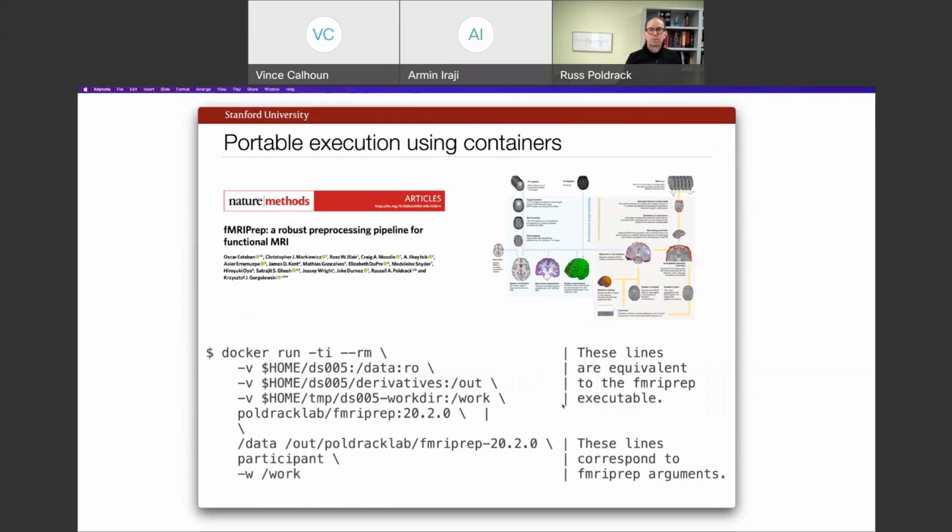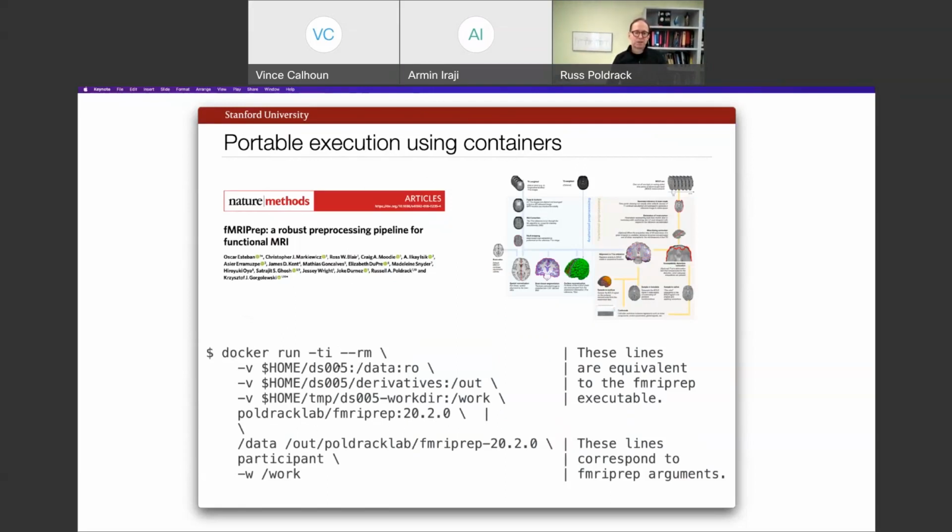So, for example, in fMRIPrep, the way that we recommend people run fMRIPrep is actually using Docker. So this is the command that you would need. If you want to run fMRIPrep, all you have to do is install Docker, which is easy to install on any system, and then just run this one command from the command line.